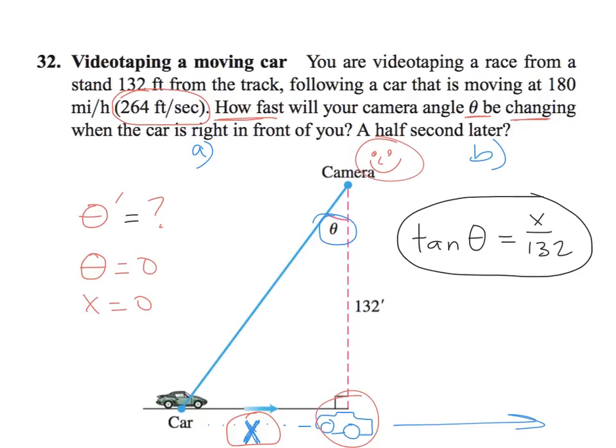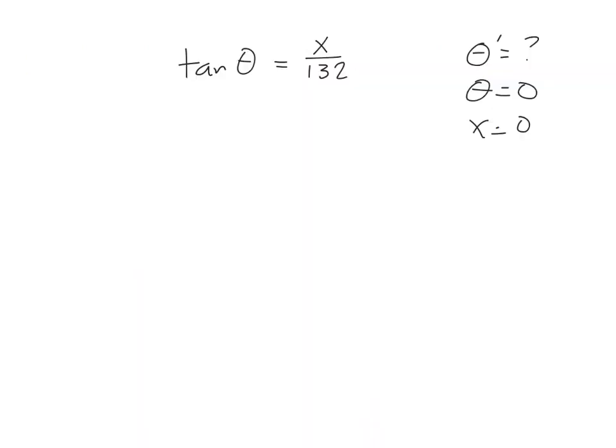Now this slide is getting pretty messy, so I'm going to switch over to a blank one. We will rewrite what we know, and we'll take the derivative. Okay, so I've rewritten our information. Tangent theta equals x over 132 was the equation that we decided upon. We're trying to figure out what theta prime is. And at that moment, we know theta will be 0 and x will be 0.